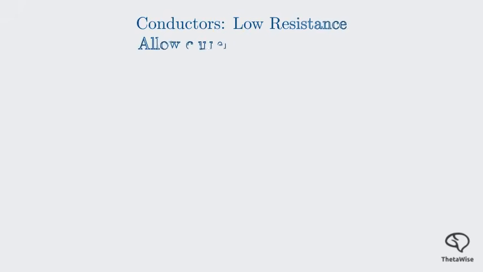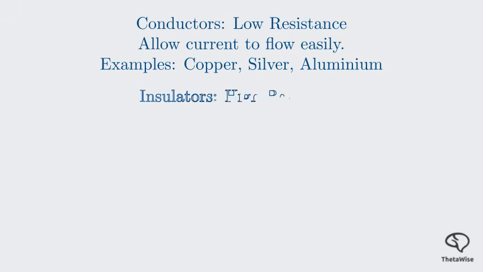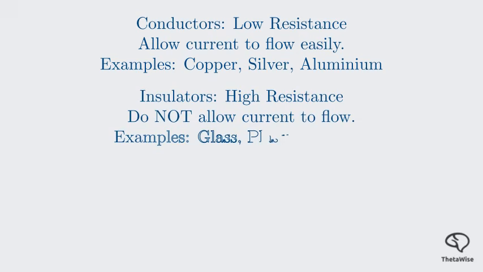Now, let's classify materials based on their resistance. First, we have conductors. These are materials that allow current to flow through them easily. They have very low resistance. Good examples are gold, silver, copper, and aluminium. On the opposite end are insulators. These materials have extremely high resistance and do not allow current to pass through them easily. Think of glass, paper, rubber like PVC, and ceramic. These are used to protect us from electric shocks.